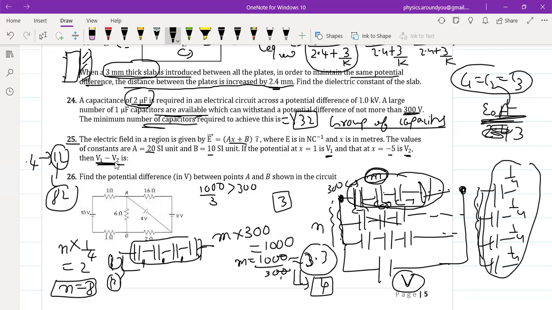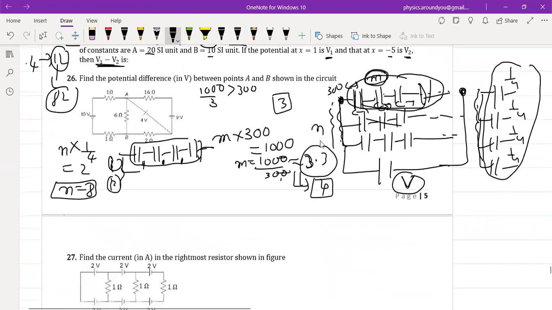Okay, they're asking the potential difference. How to find potential difference? So what is the relation between electric field and potential? We know that relation for the 25th one is given as E equal to minus dV by dx.